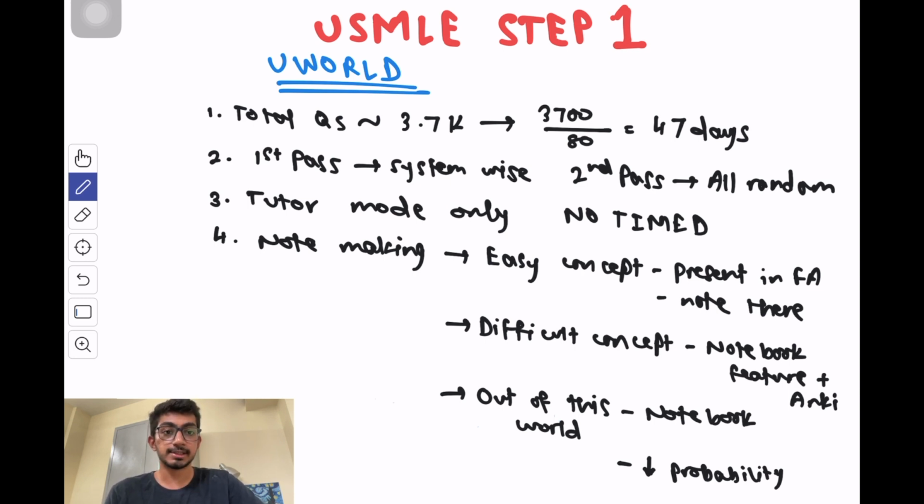And the next point is that you should solve UWorld twice. The first time you should solve it when you're reading the material for each system, and you should solve it system wise. This way you will understand which parts of the system are the most important ones and the high yield points. And when you do your second pass for UWorld, you should do it in all random so that you get the feel of an exam question, because you might have to shift from cardio to neuro to renal to respiratory in every set.